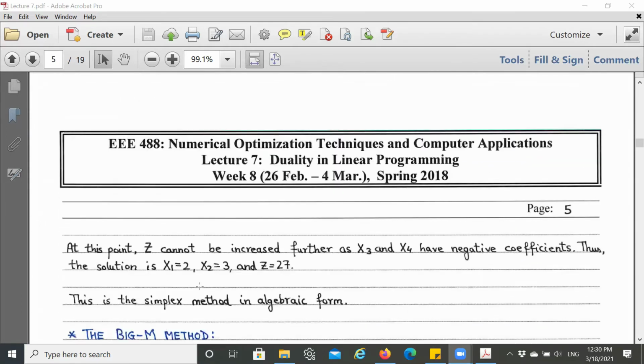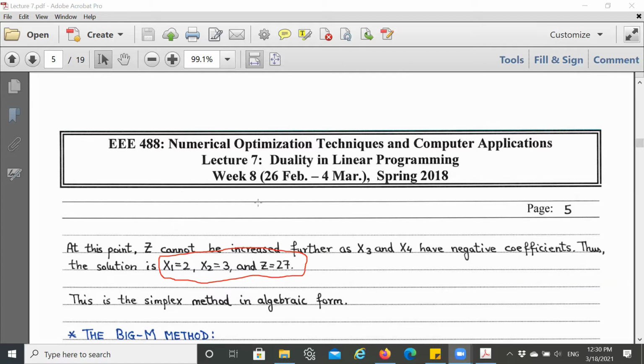You keep doing this for some number of iterations until at some point you get x1 equal to 2, x2 equal to 3, and z equal to 27. The reason why I solved this using simplex is so that you keep this answer in mind. I'll show you in the dual how we get to the same solution with the dual formulation. So solve this using simplex. It's very straightforward, and just keep in mind that the optimal solution for this problem was at 2 and 3 with value 27.